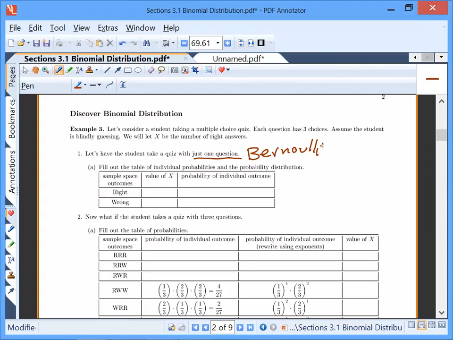So for them to get a question right, what would we say the value of x is? Again, x is the number of right answers. So if they get the first one right, then their value of x is 1. And the probability of getting one question right is 1/3, because there are 3 choices and they are randomly guessing. If they get the question wrong, how many questions do they have correct? 0, and the probability would have to be 2/3. So that was very easy to fill out my probability distribution function because I only had 2 choices.